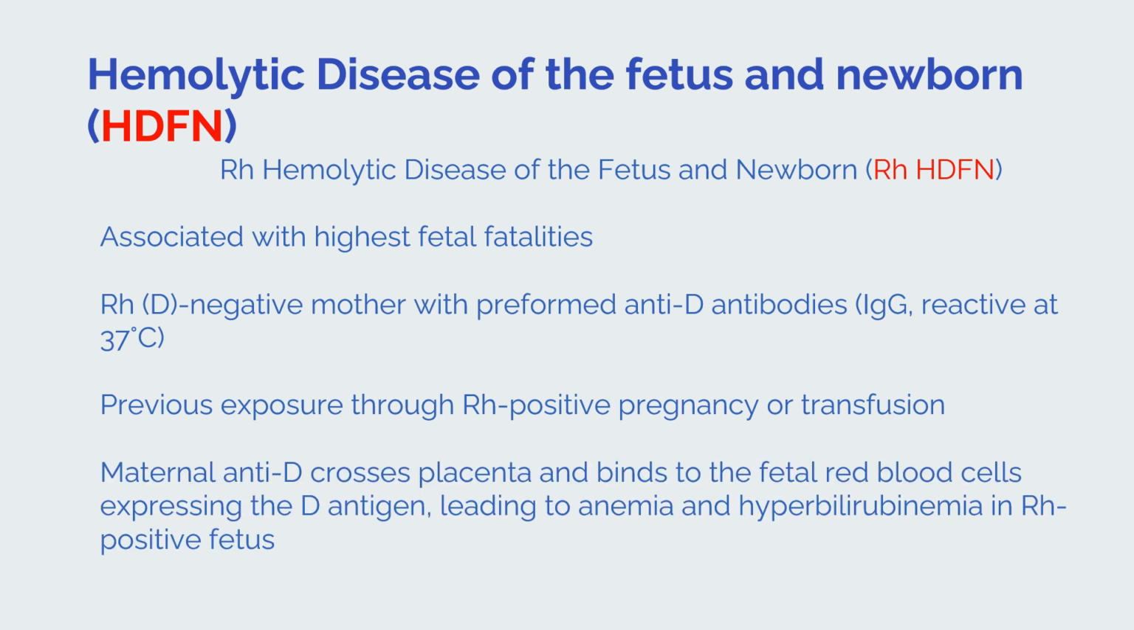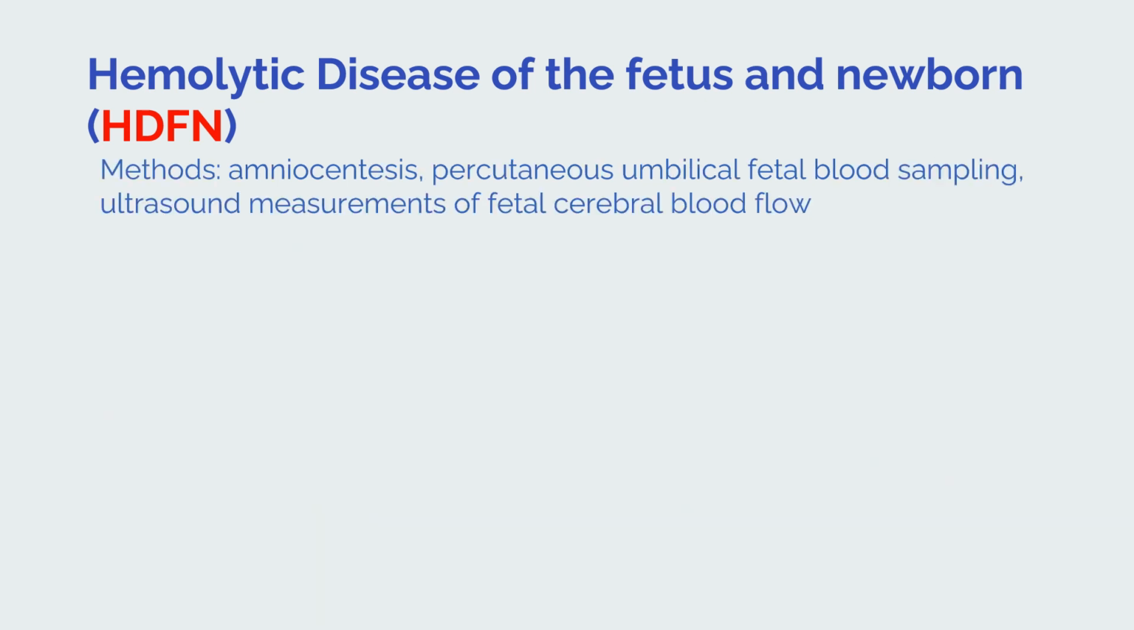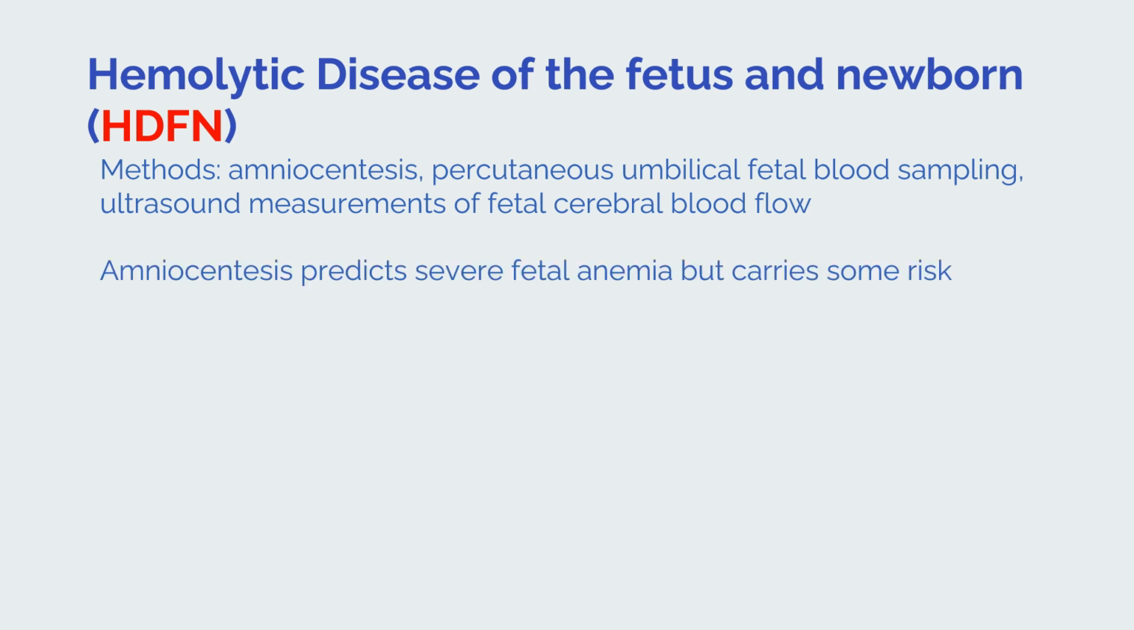In subsequent pregnancies, if the fetus is Rh-positive, the maternal anti-D crosses the placenta and binds to the fetal red blood cells expressing the D antigen. Consequently, macrophages in the fetal spleen clear these sensitized red blood cells, leading to anemia and hyperbilirubinemia. To assess the severity of fetal anemia in cases of suspected severe fetal anemia and HDFN due to anti-D, various methods can be employed. Although invasive and carrying some risk of fetal loss, amniocentesis can accurately predict severe fetal anemia.